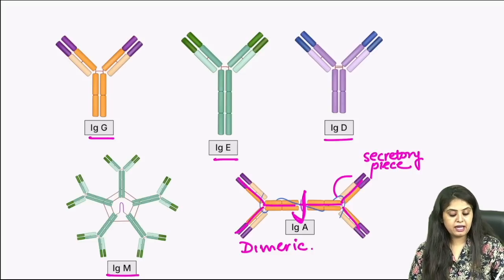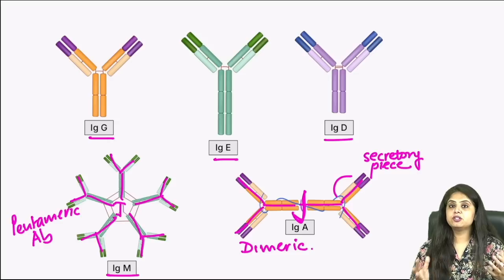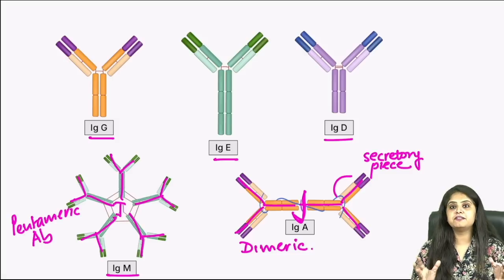Coming to IgM, I can see that a total of 5 antibodies are connected by the joining chain, and because of this, it is known as the pentameric antibody. Because it has everything in such abundance, it is also known as the millionaire antibody, because you can see it's got 5 together.